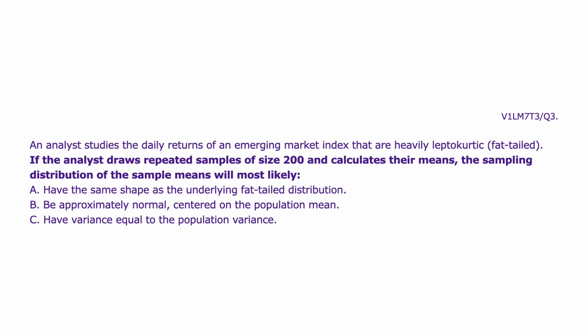An analyst studies the daily returns of an emerging market index that are heavily leptokurtic, fat-tailed. If the analyst draws repeated samples of size 200 and calculates their means, the sampling distribution of the sample means will most likely: A. Have the same shape as the underlying fat-tailed distribution. B. Be approximately normal, centered on the population mean. C. Have variance equal to the population variance.